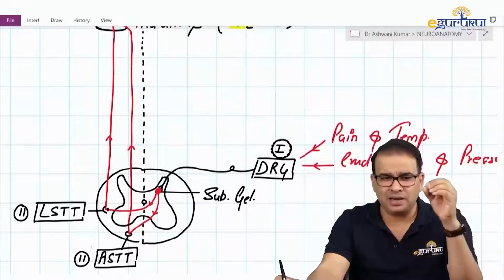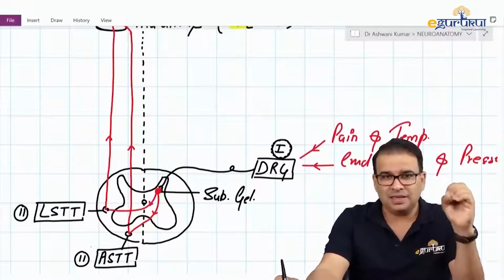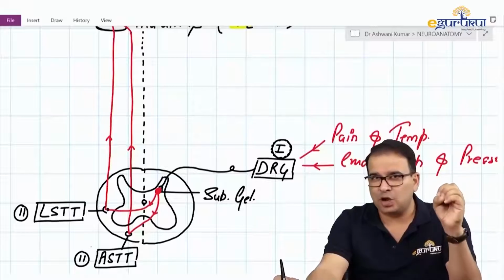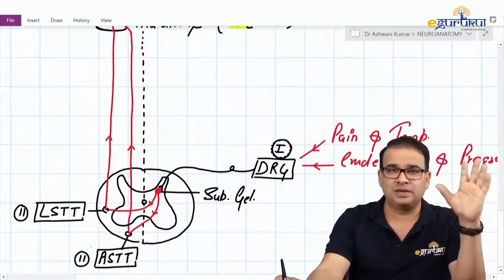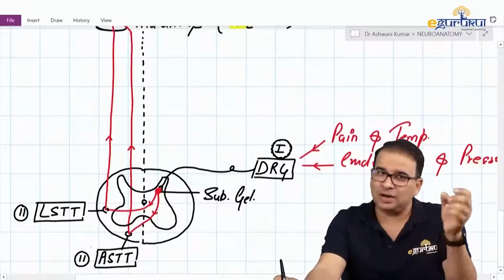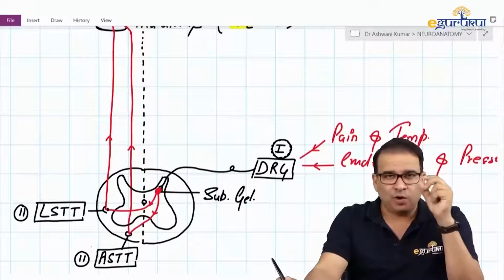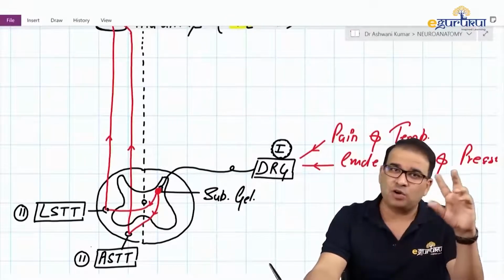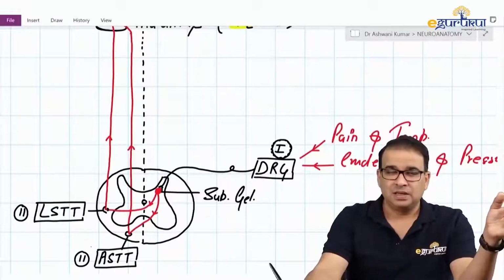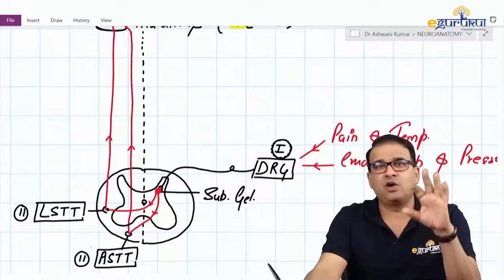Any tract you take, any ascending tract, sensory tract I'm talking about, not motor, if it is decussating, only the second order neuron will decussate. Neither first order nor third order, it's a second order neuron which will decussate. Now, I want you to understand this statement very well, because I'm not saying that every second order neuron will decussate. The tract which decussates, for that tract, only the second order neuron can decussate.